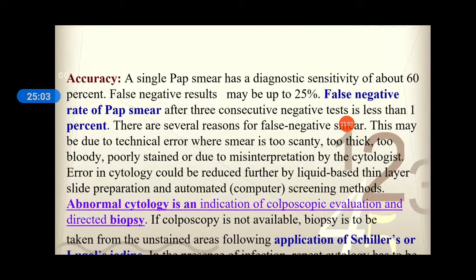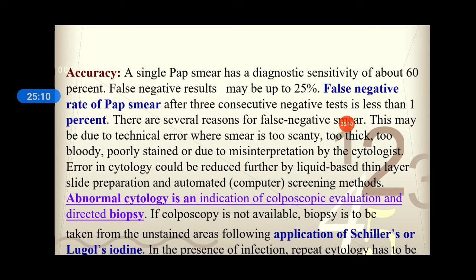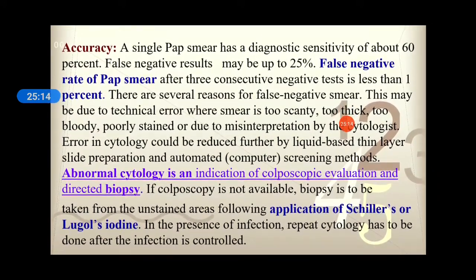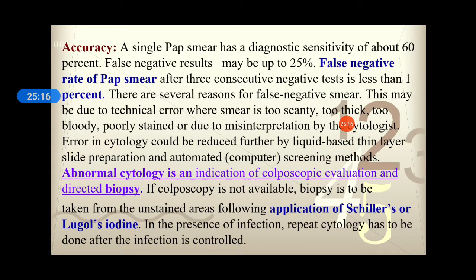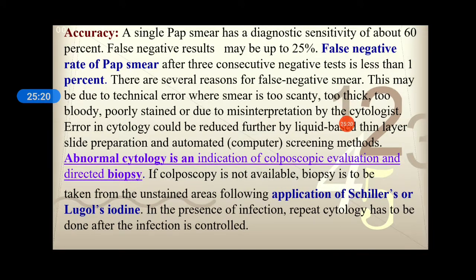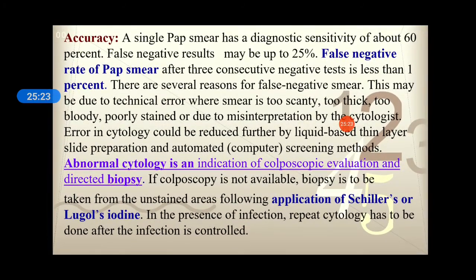Coming to the accuracy of a pap smear test, a single pap smear has a diagnostic sensitivity of about 60%. False negative result may be up to 25%. The false negative rate of pap smear after 3 consecutive negative tests is less than 1%. There are several reasons for false negative smear. This may be due to technical error where the smear is too scanty, too thick, too bloody, poorly stained, or due to misinterpretation by the cytologist.